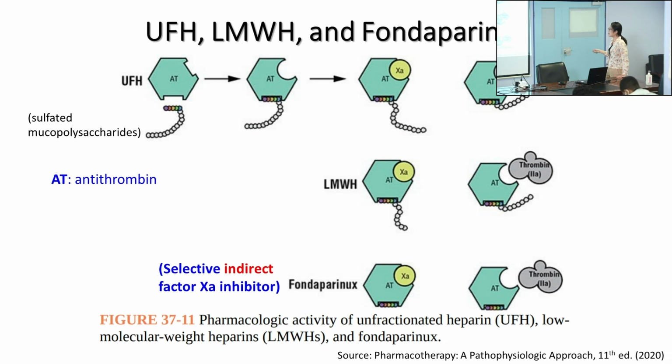Okay, you don't have to memorize this one. It's just trying to explain the mechanism of why the specificity towards factor 10 and 2 is different. And anyway, fondaparinux is usually also known as an indirect factor 10 inhibitor, because it does not inhibit factor 10 directly.